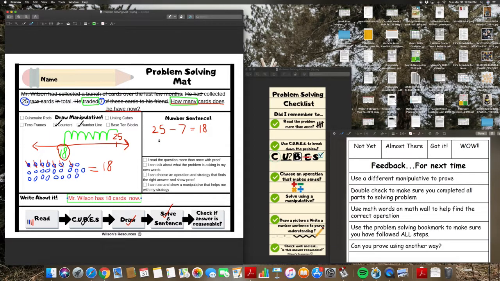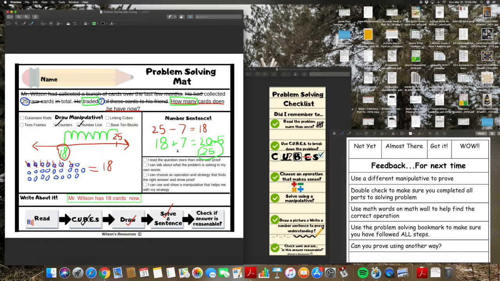I know that if Mr. Wilson had his 18 cards now, and he took back his 7 cards from the friend that he traded to, he should be back to his final total. Okay? So we can do 18 plus 7. So we might take 2 from the 7 and add it to the 18 to make 20. And then because we took 2 from our 7, that makes it a 5. So then we add that extra 5. And that should equal 25. So boom, we've just proven reasonableness, that subtraction, take away 7 is 18, and we proved it by doing the reverse, or the commutative property, also called fact families.